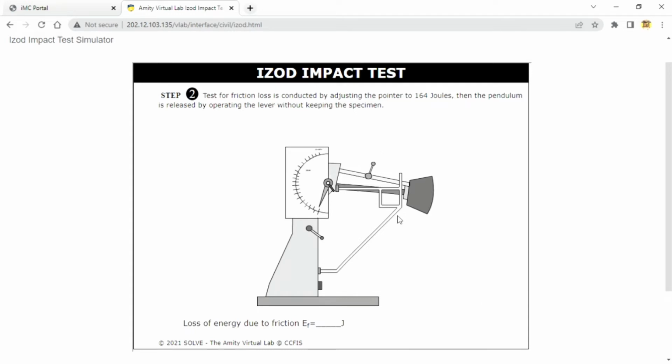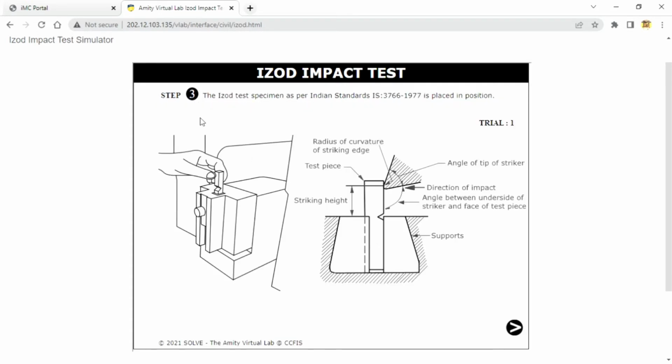Step 2. The test for friction loss is conducted by adjusting the pointer to 164 joules. Then the pendulum is released by operating the lever without keeping the specimen. Loss of energy due to friction, EF, is equal to 2 joules.